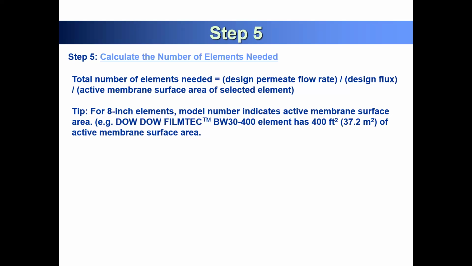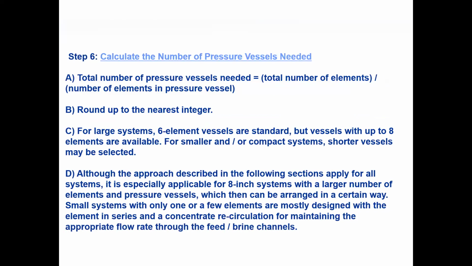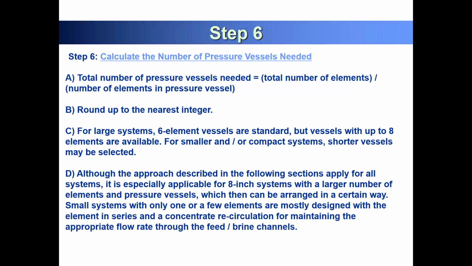So we can calculate. You put 300 cubic meter per day, your design permeate flux is 30 LMH, and put your surface area 37.2 square meter. So how many elements can we purchase? So you can design for this number of elements. After that, you have an element count, let's say 100 elements based on your design.